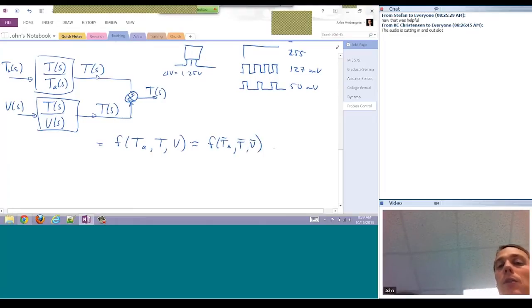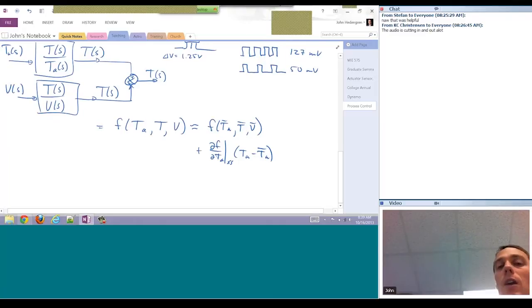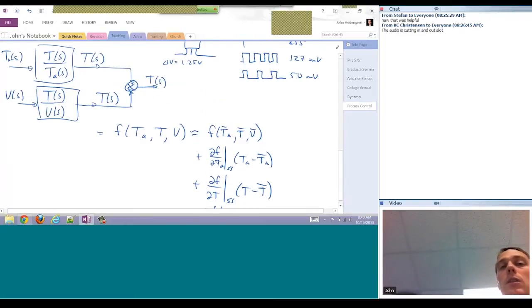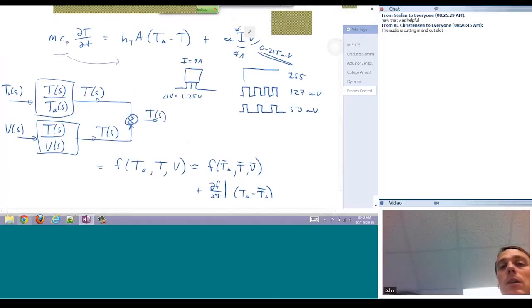And then I do plus df dTA, plug in my steady state conditions, and then I have TA minus TA bar. Do you guys remember this from linearization? Then I do this for the other two as well: T steady state, T minus T bar, and then plus df dV, plug in my steady state conditions, V minus V bar. So let's go ahead and do that for our equation. I'm going to make this a little bit bigger here.